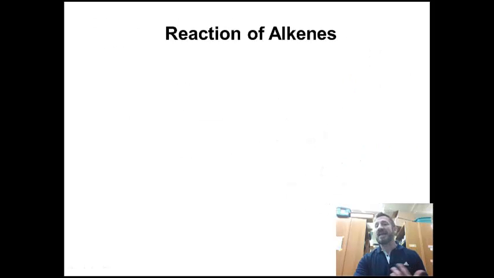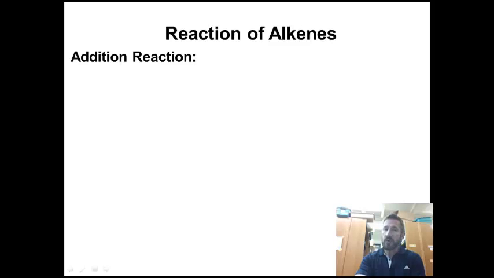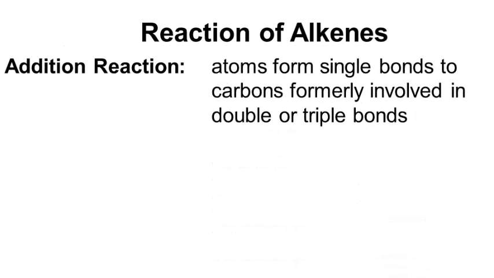Another thing we'll look at is a reaction of alkenes. There's one type of reaction called an addition reaction, and we're doing just that. We're adding atoms to the molecule. Atoms form single bonds to carbons formerly involved in double or triple bonds. And that's why we're mentioning it here, because we're talking about alkenes and alkynes.